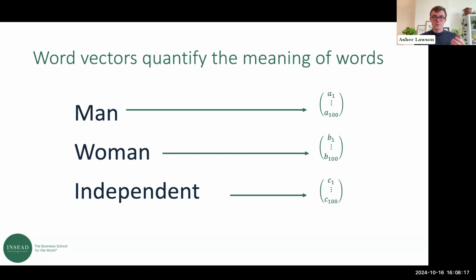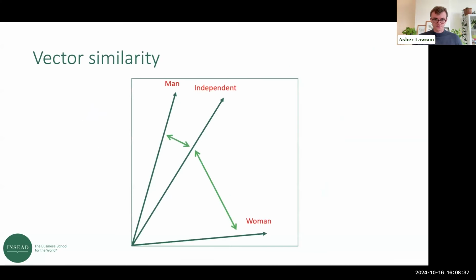So in this example, man, woman, independent. Now, these vectors are interesting because they richly capture the meaning of those words across many different dimensions. So rather than just a few that we can manually quantify, hundreds of different dimensions that help us to understand really how it is that these words are used.